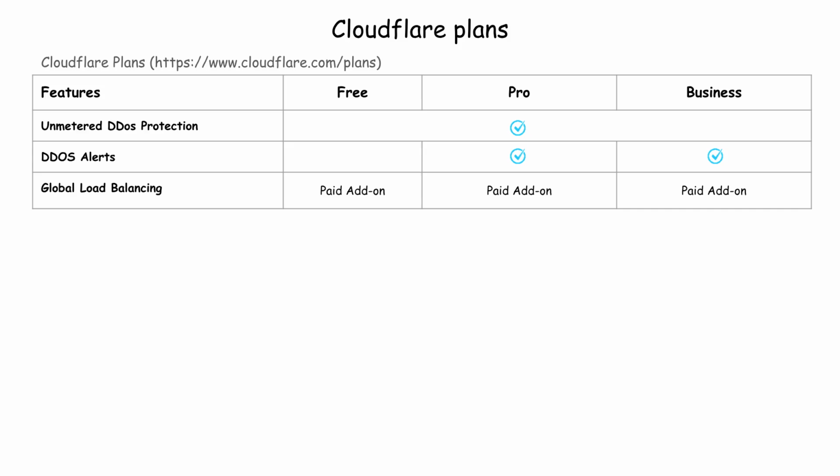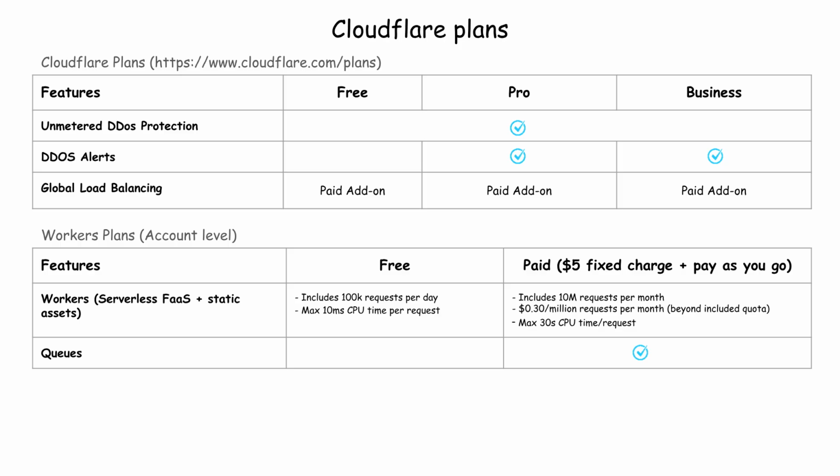Second, there are account-level plans, which primarily apply to the developer platform, including Cloudflare Workers. These plans are separate from your domain plans and apply to your entire account. The Workers platform has its own free and paid tier. The paid plan combines a small monthly fixed charge with pay-as-you-go pricing for usage. As with zone plans, features and limits vary.